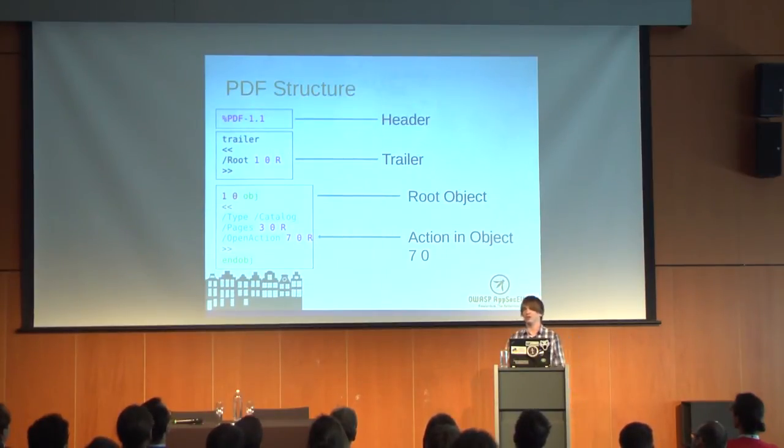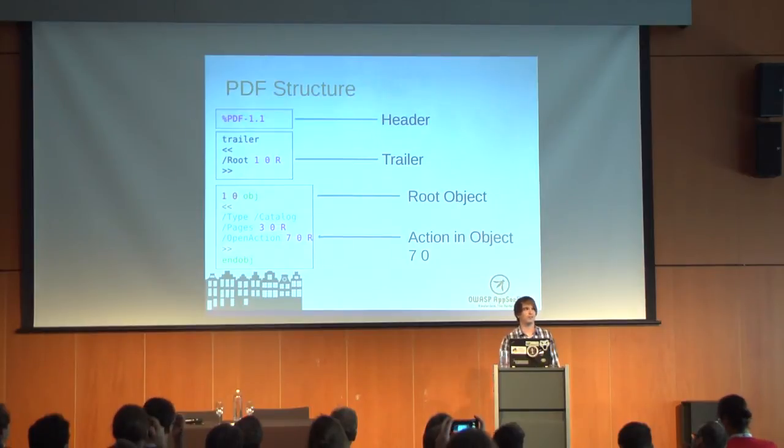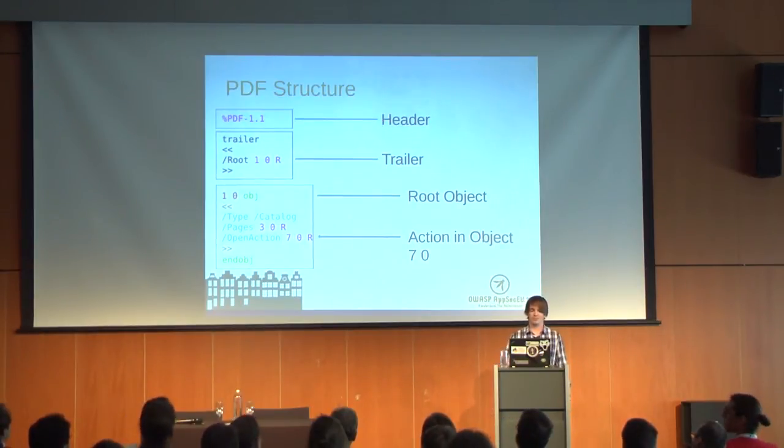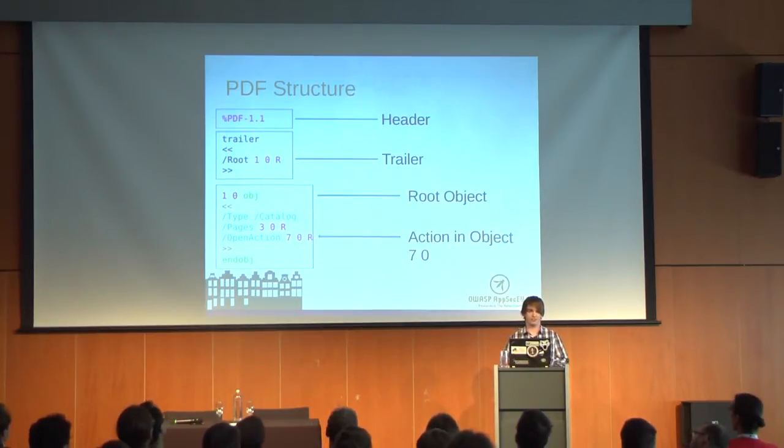At the beginning, you have the PDF header. It's not enforced at offset zero, so it can be in the first 1,000 bytes. Also, if you read the specification, there are two PDF headers in the reference, but this is the only one working. I don't know why the other one isn't, but it's quite funny to know.